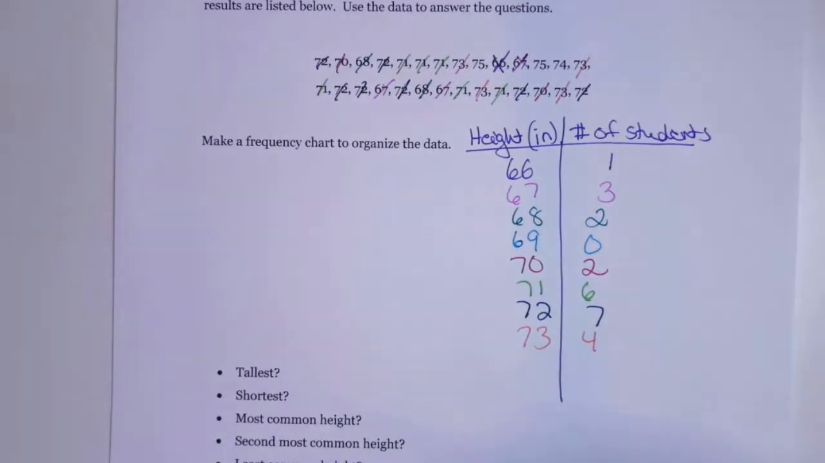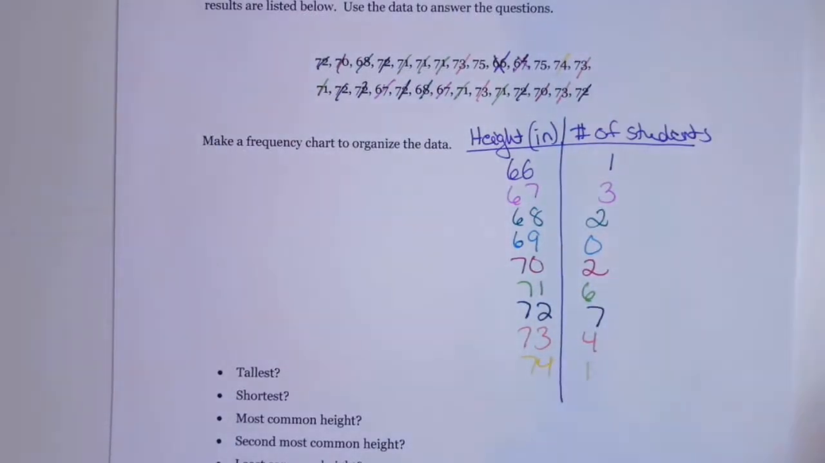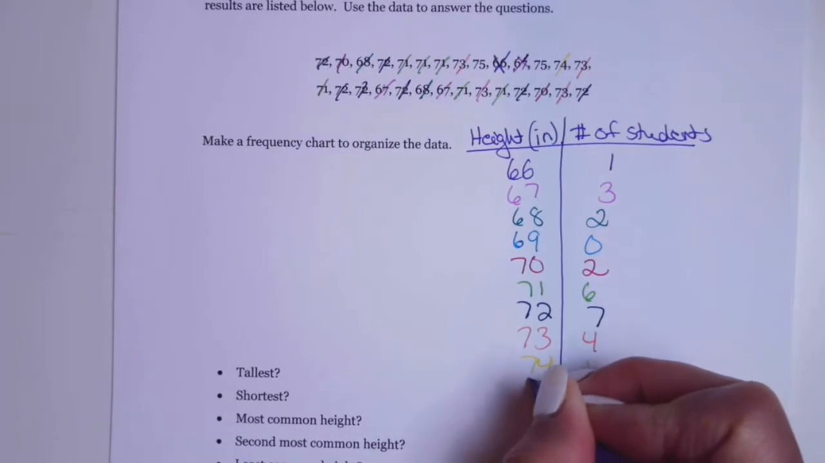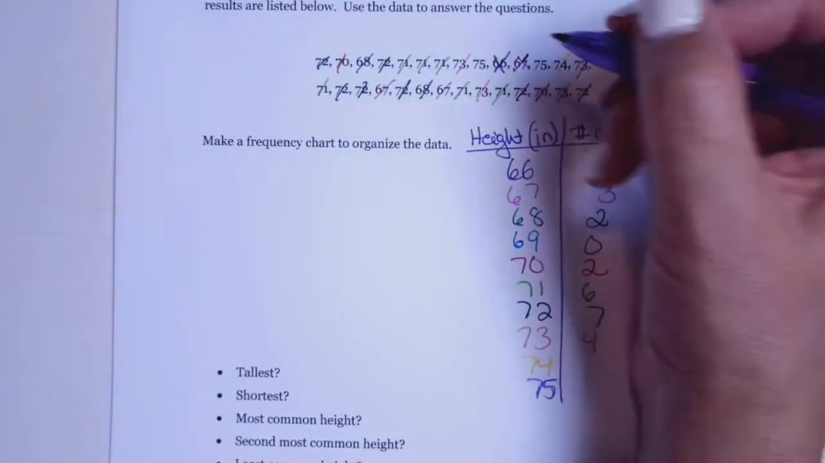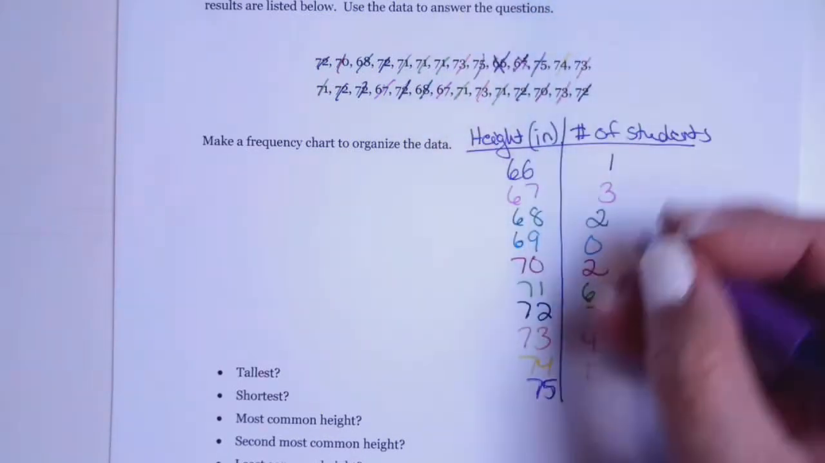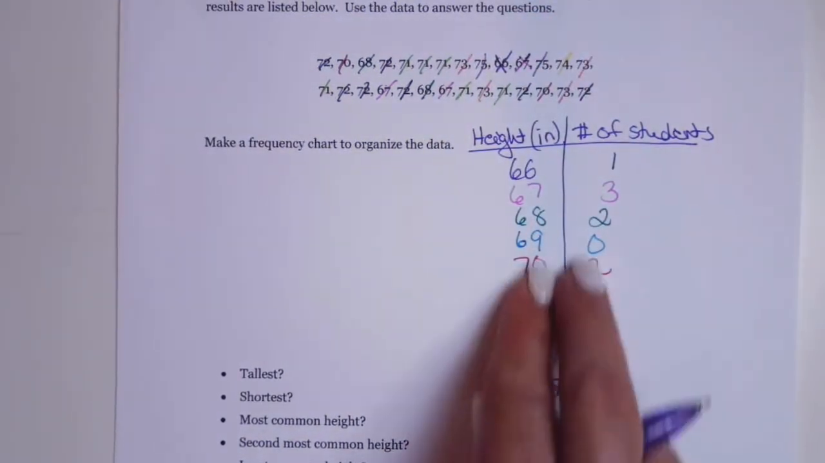And then 74, we have 1 student. And 75, we have 1, 2. So this is our frequency chart.